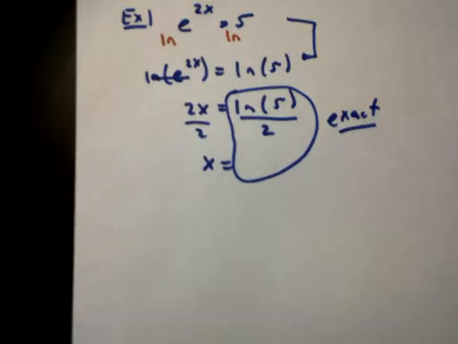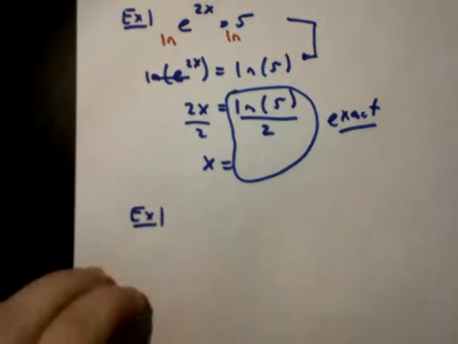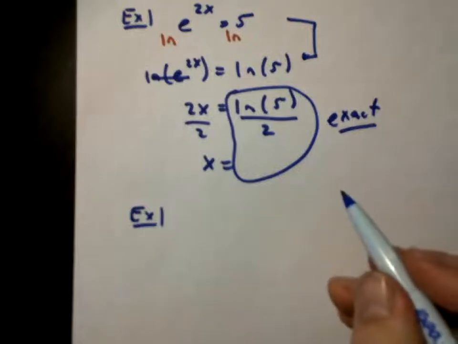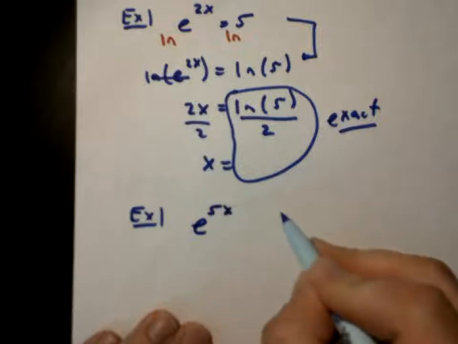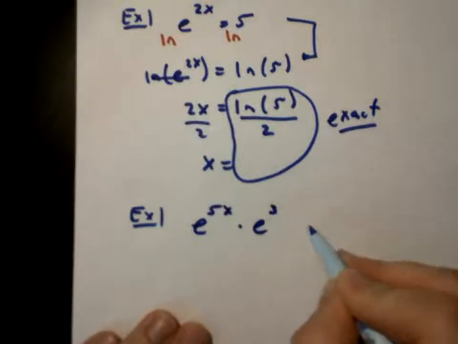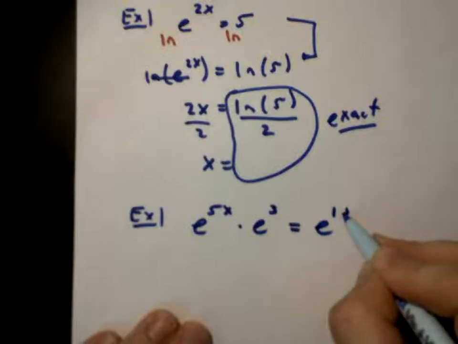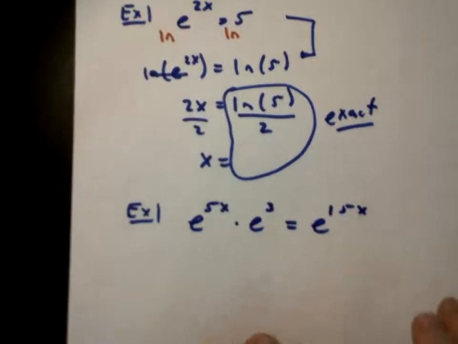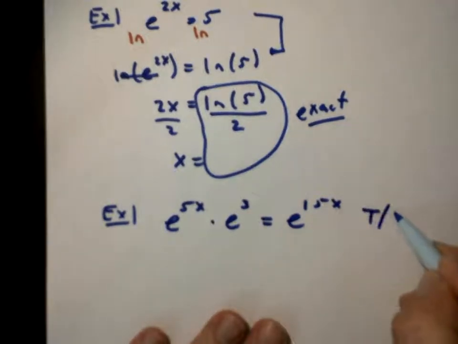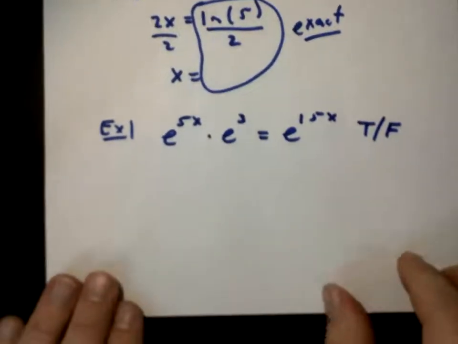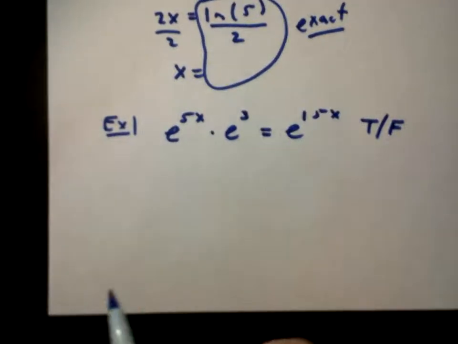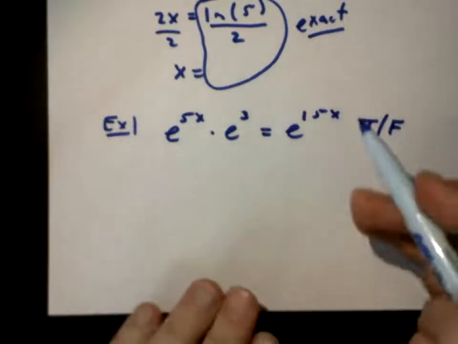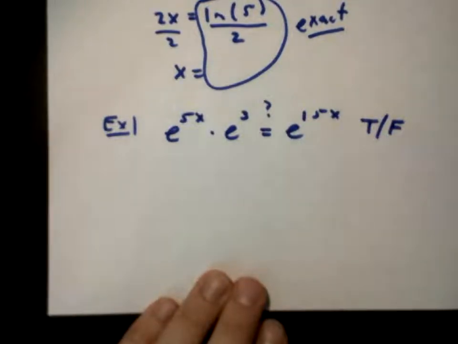But let's do some more here. So let's do this. Why don't we say e to the 5x times e to the 3 is equal to e to the 15x. Now, what I want to do is decide whether this is true or false. Is this a true or false statement? So let's see. We have to think about these. This is a little different now. We're still solving, but we're trying to say, hey, are these two balanced? Do they actually equal each other? And you kind of have to think about this.